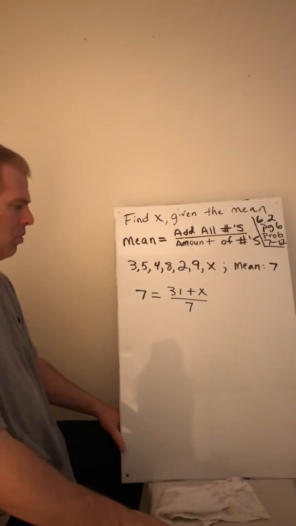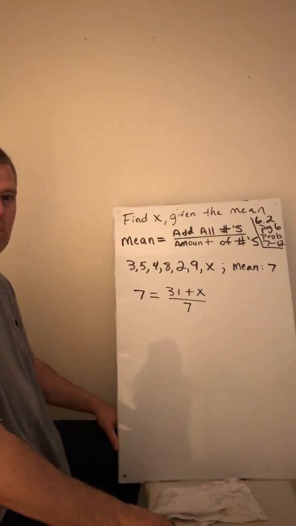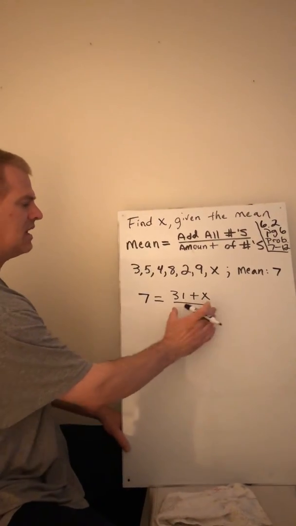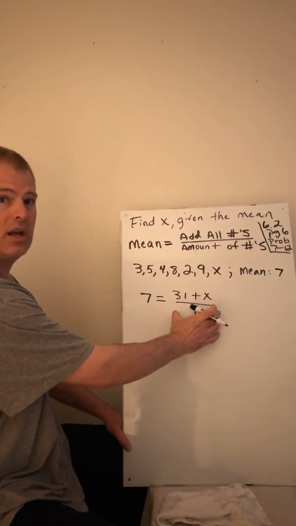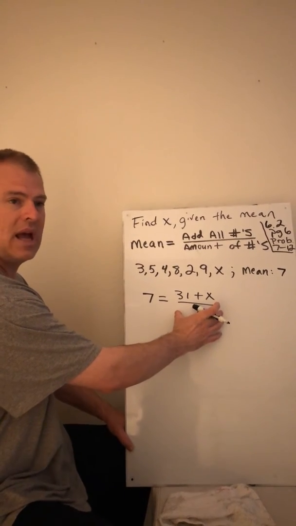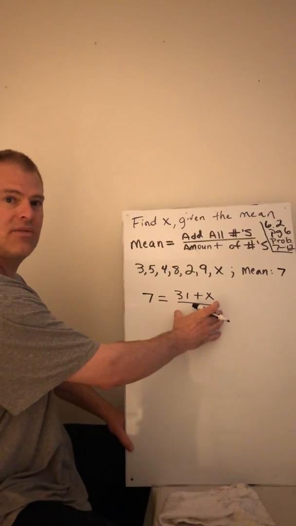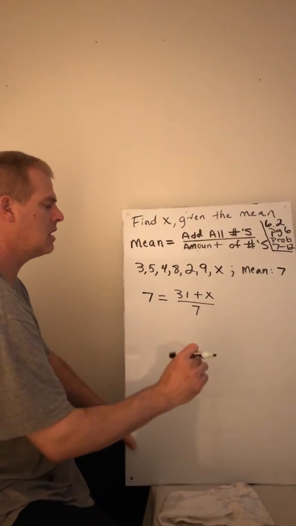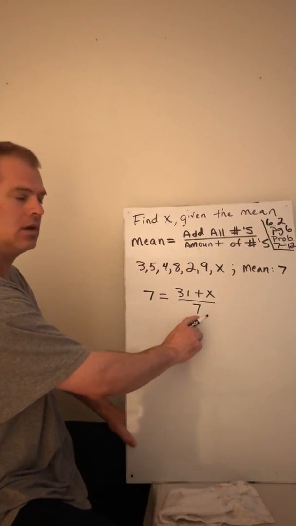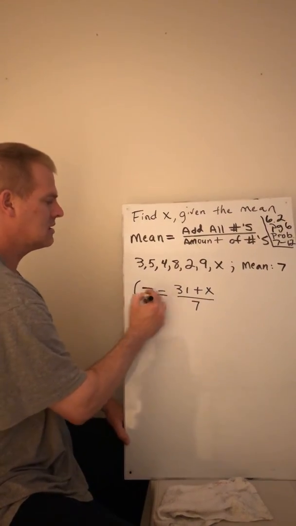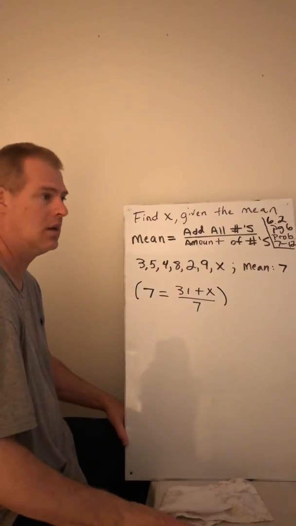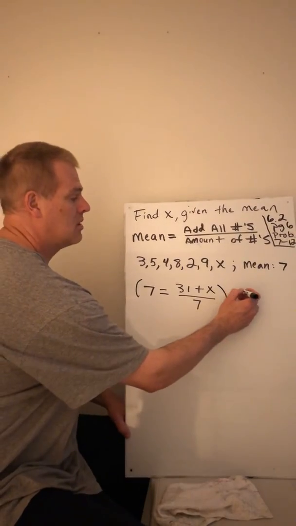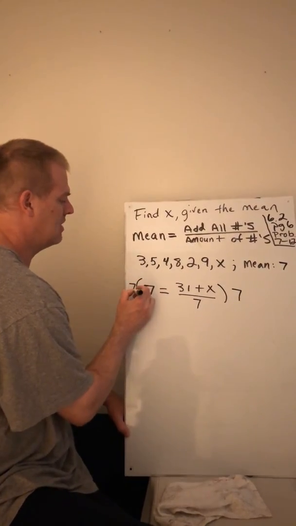Well, we get to the point of how do we solve this equation? This equation has an equal sign. We have 7 on this side and we have a fraction on this side. And I've told you many times, how do we solve an equation that's a fraction? Well, we multiply by the denominator. What is my denominator? My denominator is 7. So what we do is we put parentheses on both sides of our equation and we multiply by that 7 on both sides. So I put a 7 on this side, a 7 on this side.